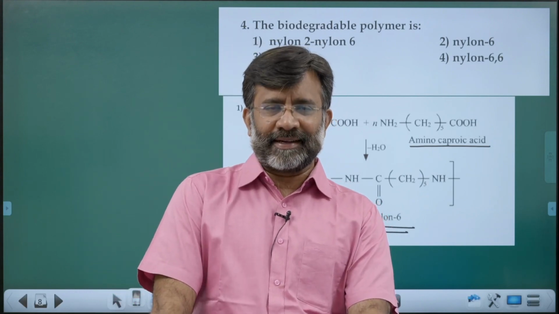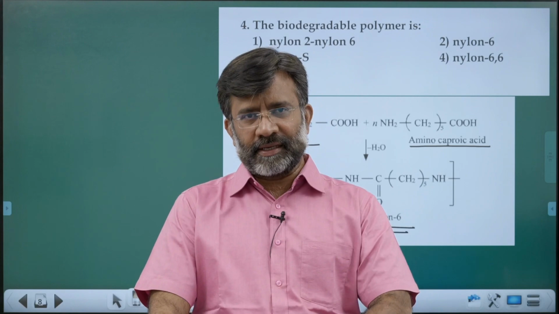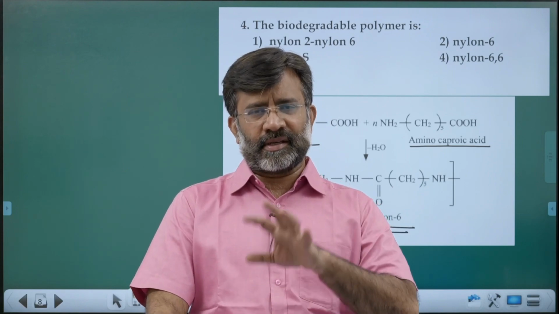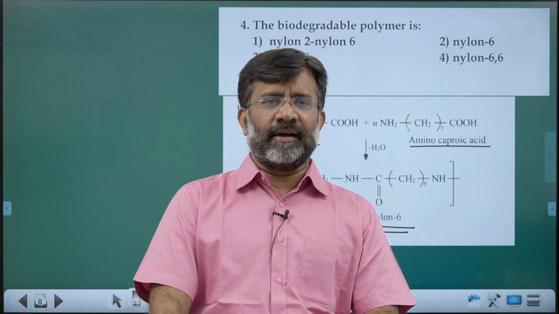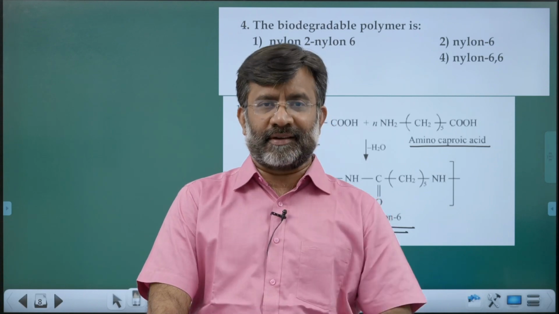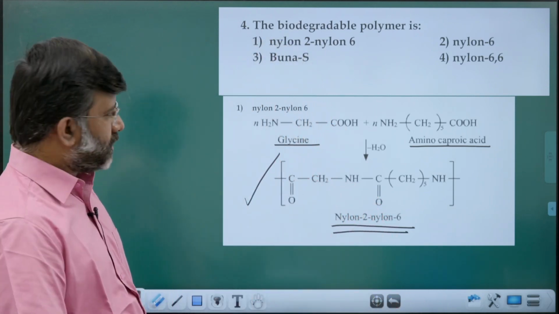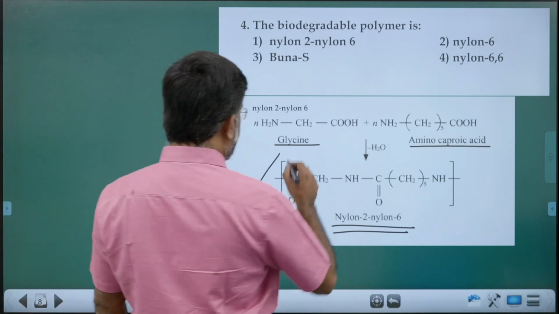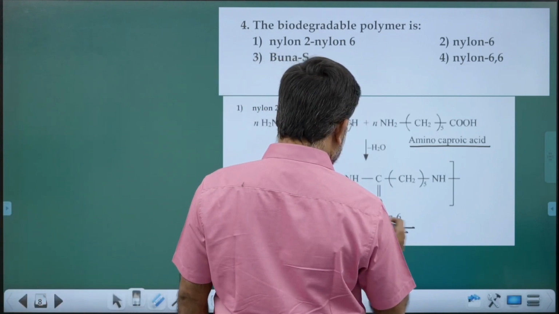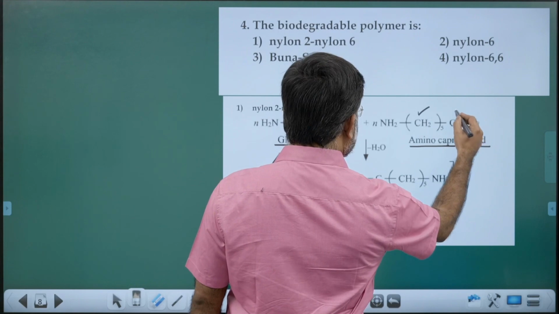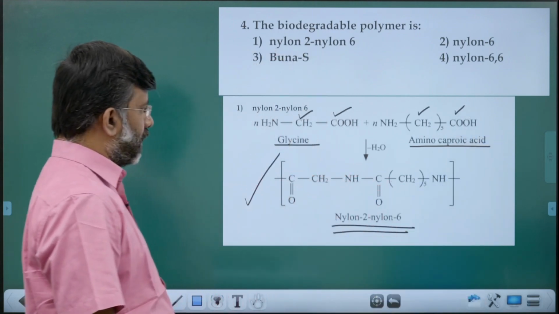Hope you've seen it in the textbook. It is obtained by glycine and aminocaproic acid. Just a comment is made, and then they ask you, can you draw the structure? This is the structure of nylon 2, nylon 6. Once again, nylon 2 means 2 carbon atoms, and 6 means there are 6 carbon atoms in aminocaproic acid.